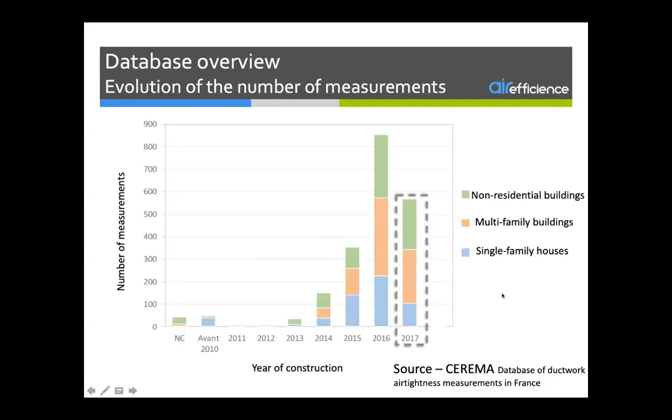Just for 2017, at this stage, it seems that not all measurements are included in the database. One more precision on this figure. You can have the use of the building. In green, the number of measurement for non-residential buildings. In orange, the number of measurement for multi-family building. In blue, the measurement for single-family house.